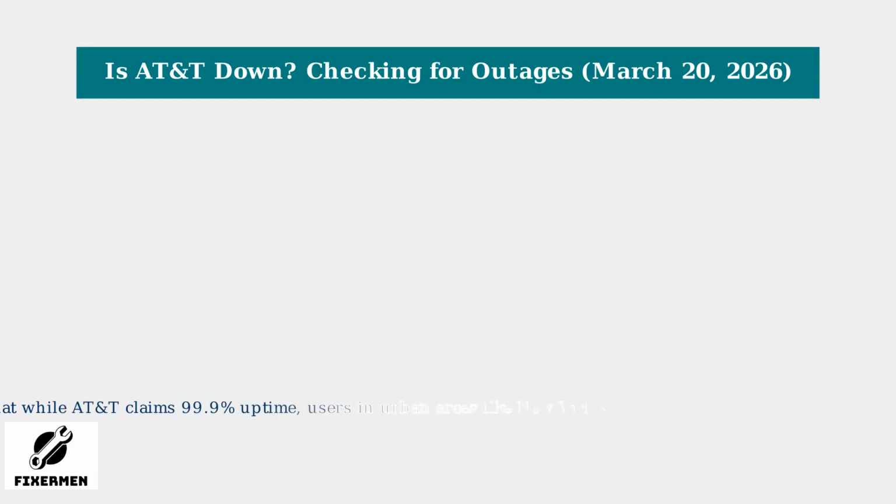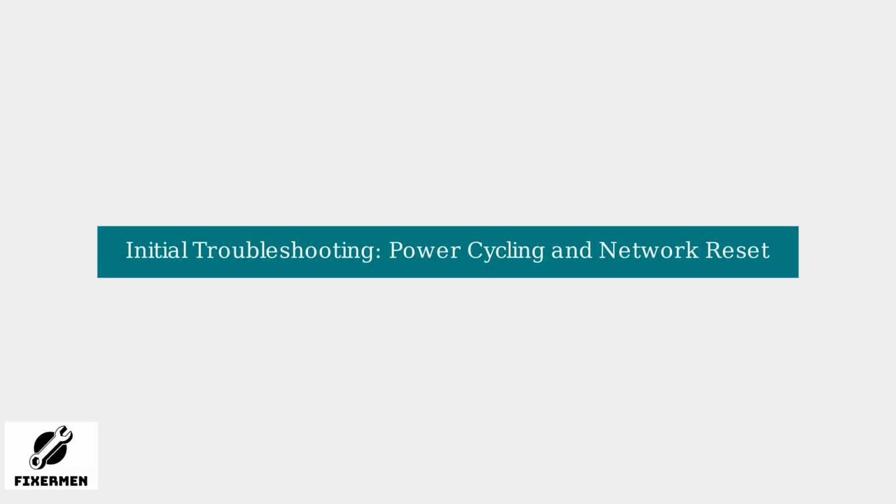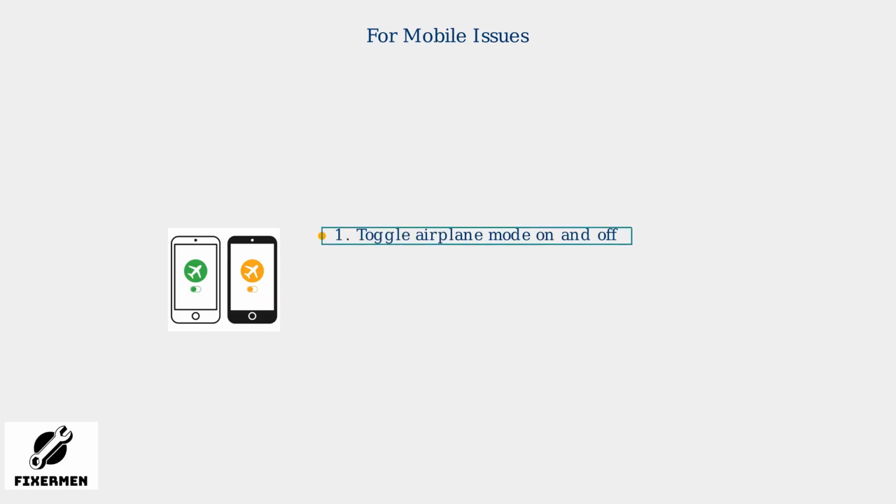Recent reports indicate that while AT&T claims 99.9% uptime, users in urban areas like New York and Los Angeles are still experiencing signal strength issues. Before diving deep into complex solutions, try these simple initial troubleshooting steps for your AT&T service. For mobile service issues, start with these basic steps.